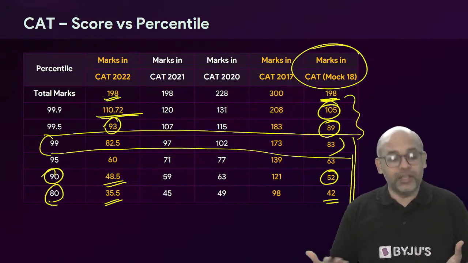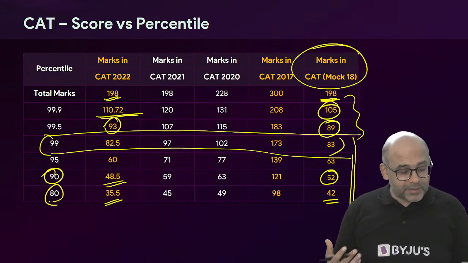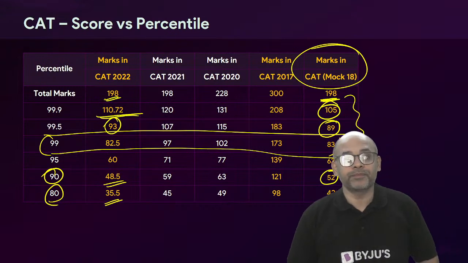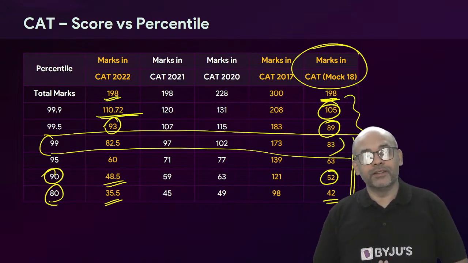What does this tell you? I want you to understand. It's a data analytics question. Guys, can somebody explain to me what does this mean? Anyone? What does this mean?